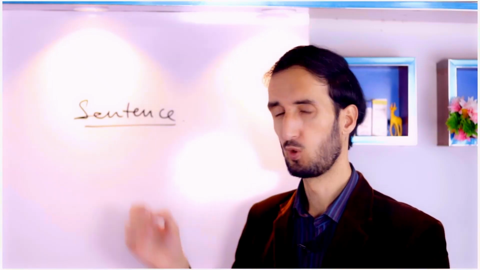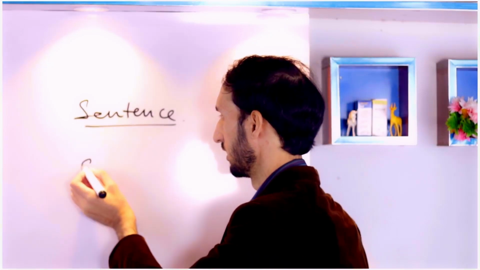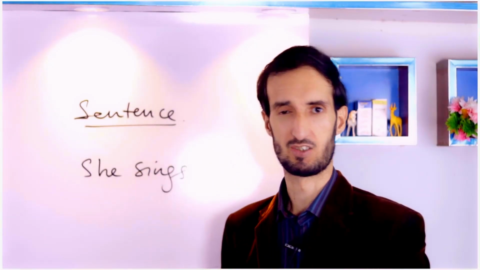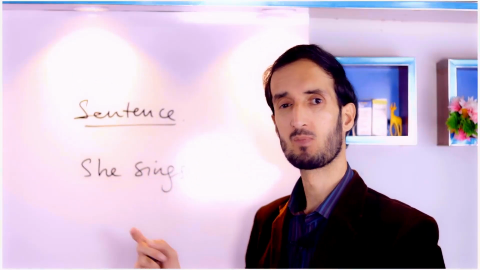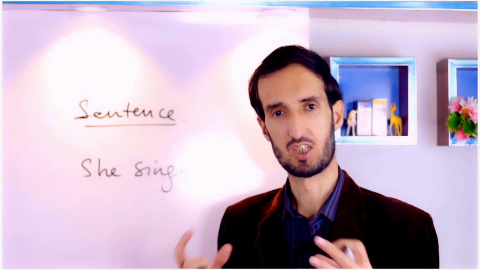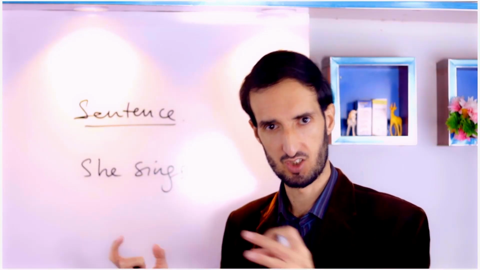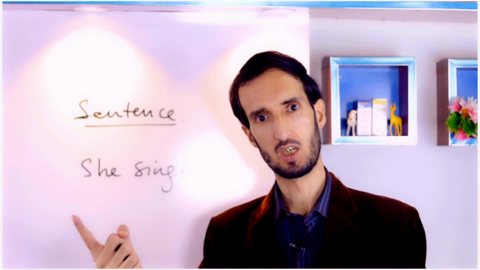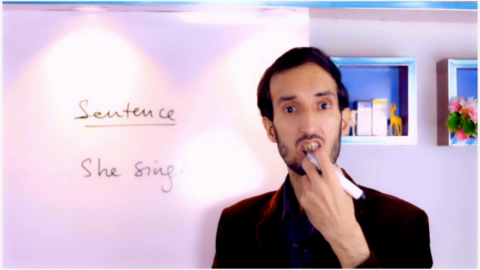For example, I'm going to write something in order to make you understand. She sings. Now it's a sentence. There is a subject and a verb. Now you have known what it means. She sings. I mean it makes complete sense. She sings. Who sings? She. What does she do? She sings.